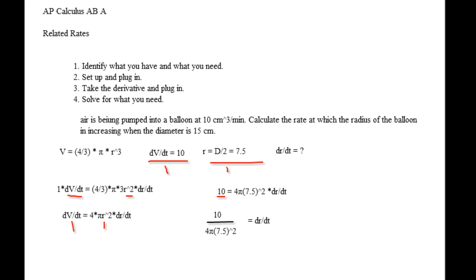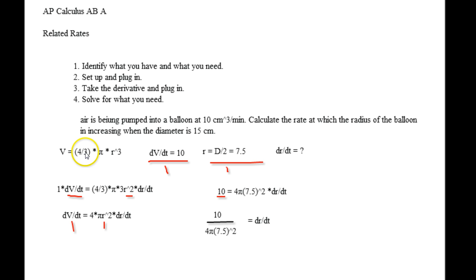Okay, so the first thing you have to do in related rate problems is identify what you have and what you need. So let's say that we were looking at this problem. Air is being pumped into a balloon at 10 cubic centimeters per minute. Calculate the rate at which the radius of the balloon is increasing when the diameter is 15 centimeters.